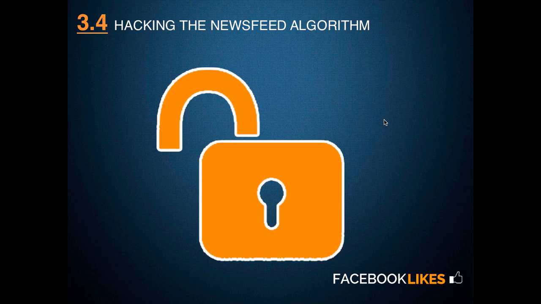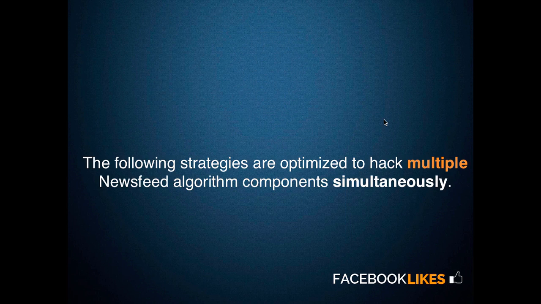So by hacking, I mean optimizing our content and actions based on the factors that we know are in the newsfeed algorithm, in order to optimize the placement of our edges in our Facebook fans' news feeds and therefore get more engagement and more exposure for every single status update that we make. The following strategies that I've put together are optimized to hack multiple newsfeed algorithm components at the same time.